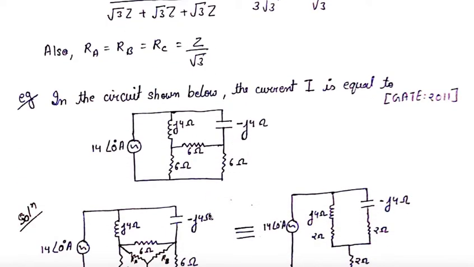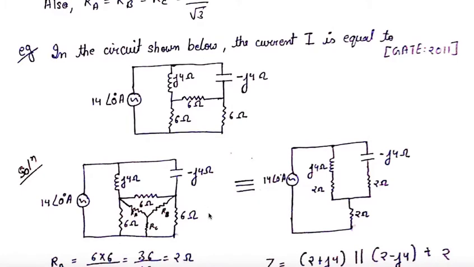Next question. In the circuit shown below, the current I is equal to, it has come in GATE 2011. So this is our circuit given here and we have to find the current I. So I is flowing through this circuit.